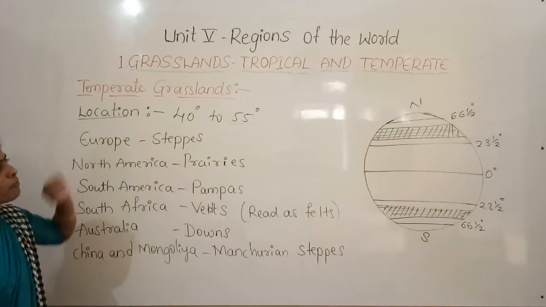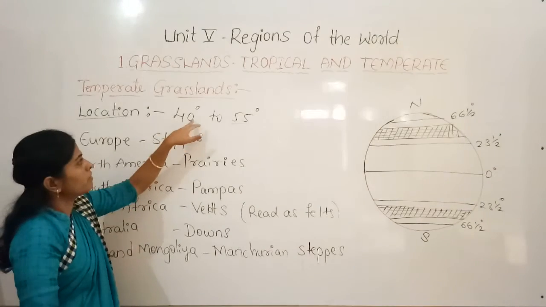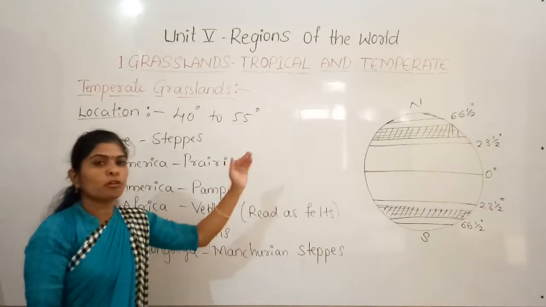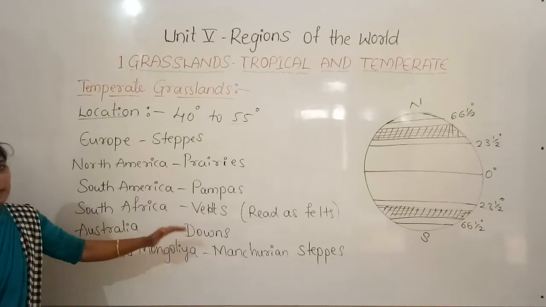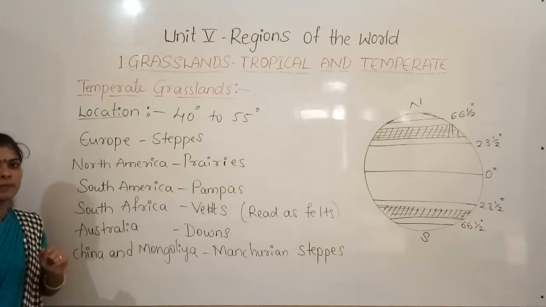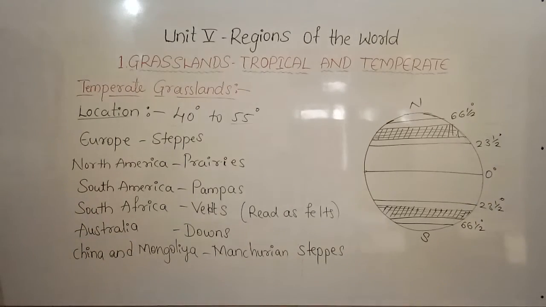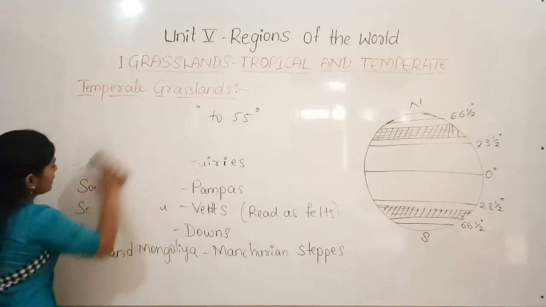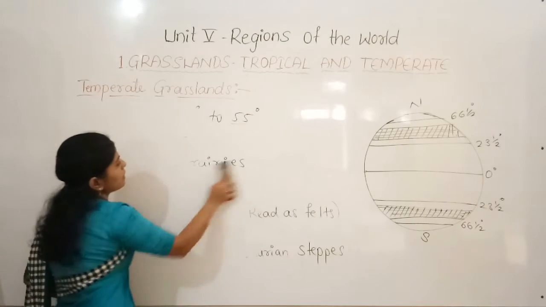So the location of the temperate grasslands: they are located between 40° to 55° in both the hemispheres, in both the latitudes, and they are called by different names in different places that we have seen here. Okay. And the next thing we can discuss is the climate of the temperate grasslands. It is about the location, and now we can discuss the climate.